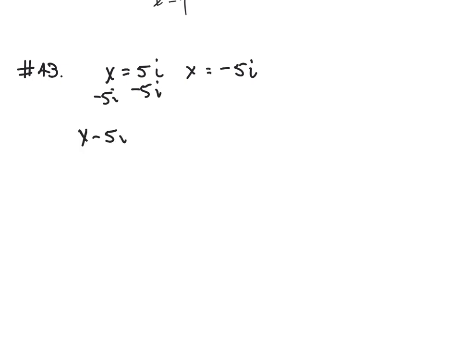All right, let's jump to 43. So we do the same thing. We subtract 5i from both sides, and we get x minus 5i equals 0. We do the same thing over here, only we add 5i to both sides. And we have x plus 5i equals 0. And we take both parts that are added and we multiply them.